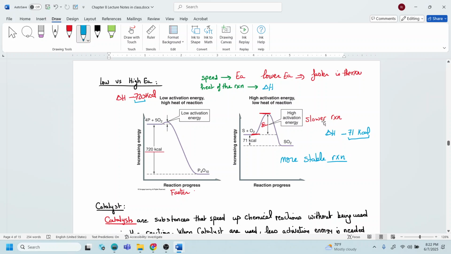It occurs slower. It needs more time. This means that it needs more time to form the product. However, once the product is formed, the amount of energy that is needed to make this product is less.